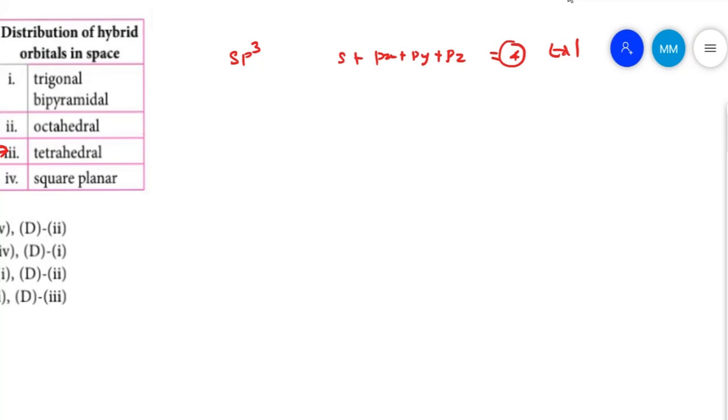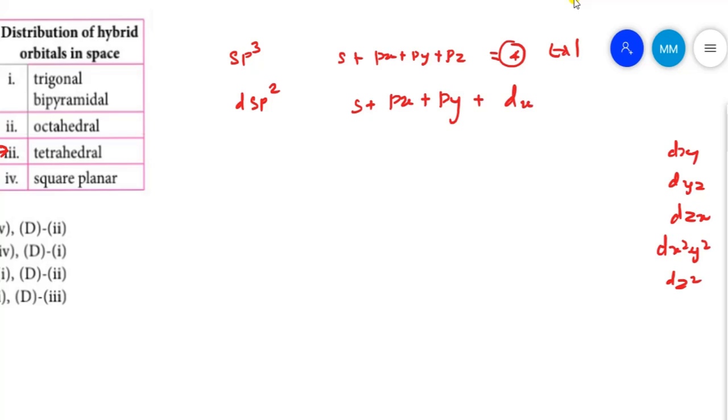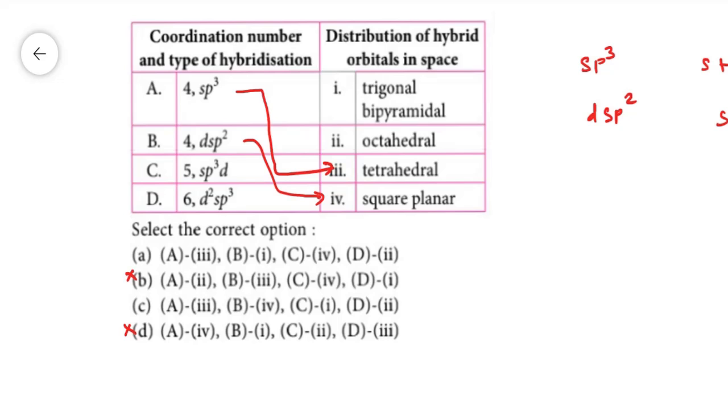Then dsp2. In dsp2 hybridization, 1 d orbital is involved. Here 1 s orbital and 2 p orbitals, px and py, and a d orbital are involved. There are 5 d orbitals: dxy, dyz, dzx, dx squared minus y squared, and dz squared. Here the orbital involved is dx squared minus y squared, that is an eg orbital. What is the structure? It is square planar in shape. So dsp2 is square planar. So for B, it is 4. So in this case, your answer is C.